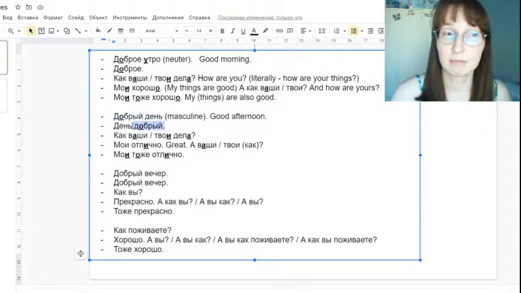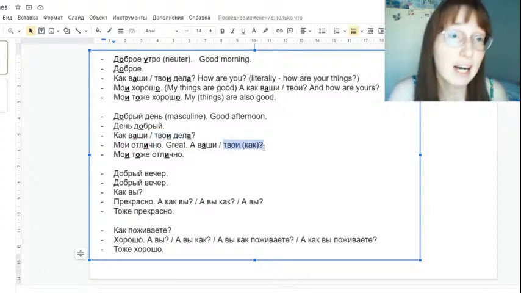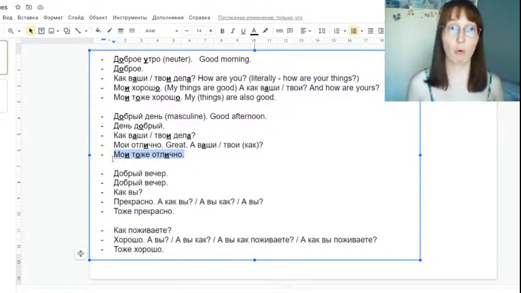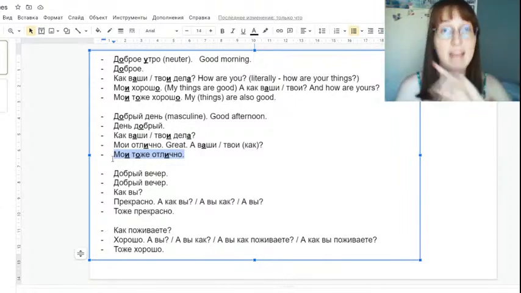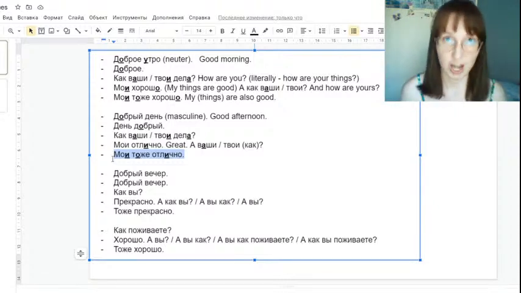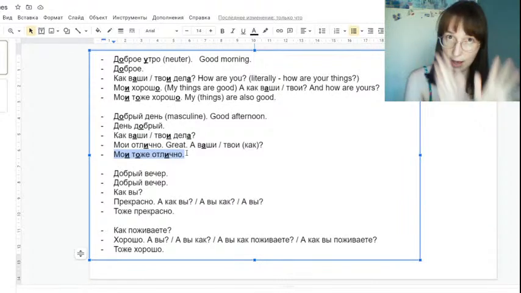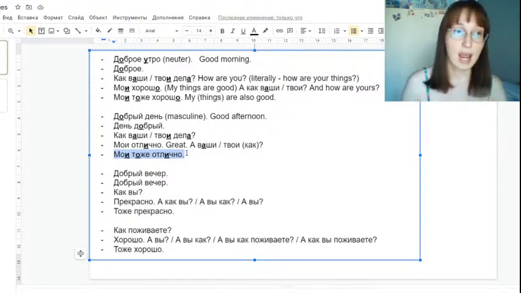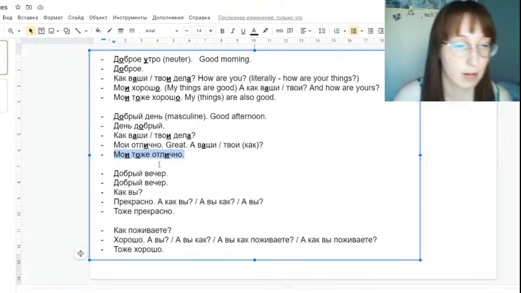Добрый день. День добрый. Как твои дела? Мои отлично. А твои как? Мои тоже отлично. Guys, maybe you noticed we can replace the words in Russian and the meaning doesn't change. So, memorize how I do it right now in this document, and you can also use these different versions, okay?